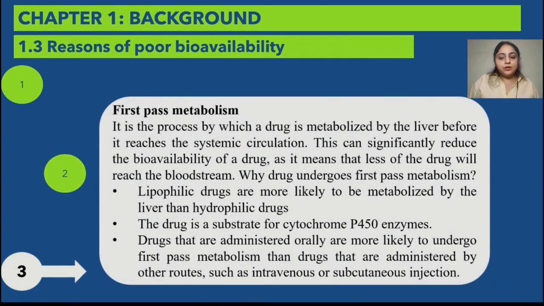The first pass metabolism: as we know, the liver is the organ where first pass metabolism occurs, as many drugs are metabolized in the liver before they go into the systemic circulation. So this reduces the bioavailability of many drugs. So why does a drug go under first pass metabolism? The first is that the drugs are very lipophilic in nature, so they are metabolized by the liver. Then second is that the drug is a substrate of cytochrome P450 enzymes, or the drug has been administered orally.